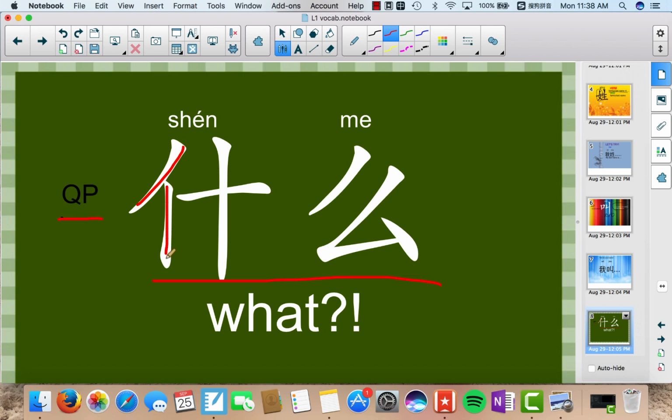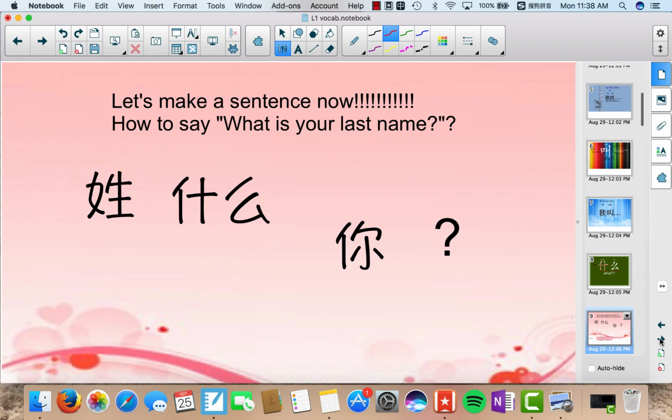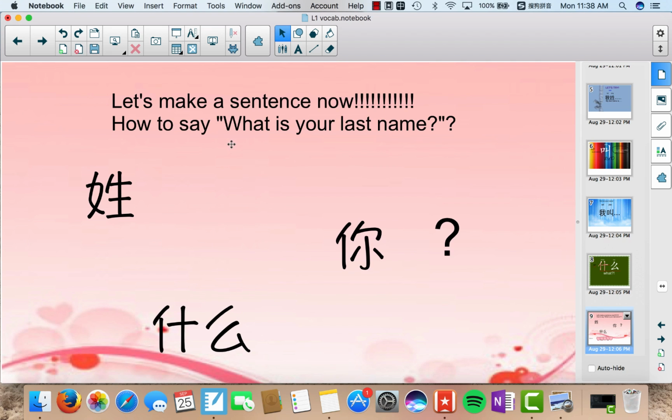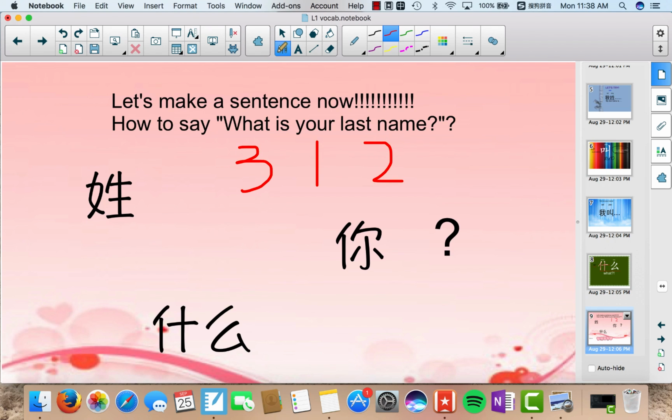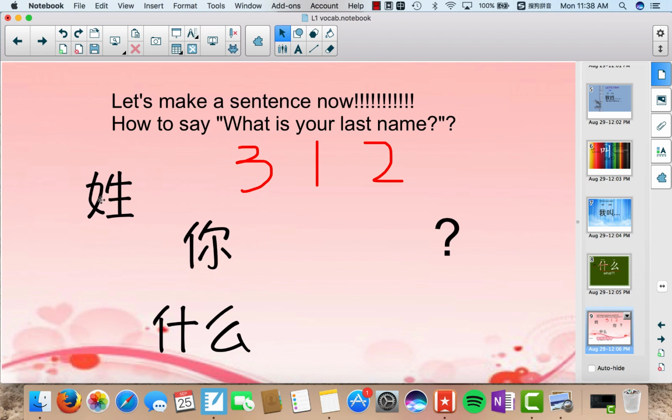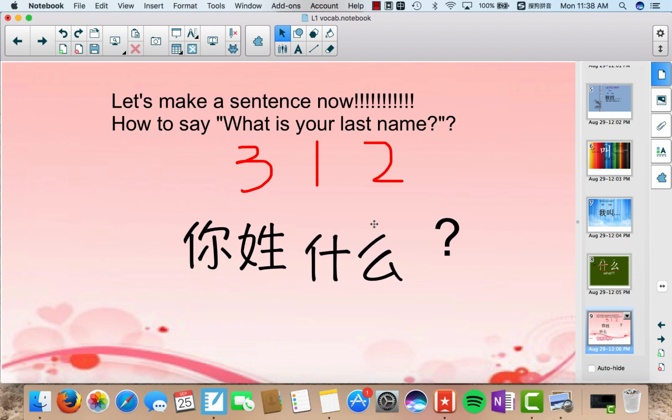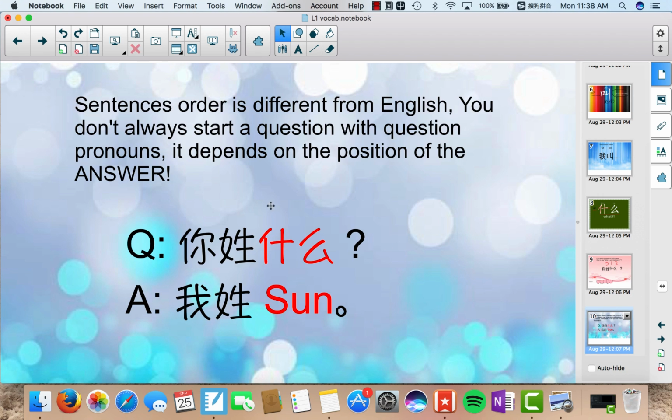Person radical, but doesn't really make much sense here. And the right part is character 10. That makes 什么. Now let's try to make a sentence. In English, you say, what is your last name? I'm going to explain in the grammar lesson more carefully later, but I'm going to just tell you, in Chinese, you simply say, your last name is what? So you will say, 你姓什么? And that's it. So let's practice.